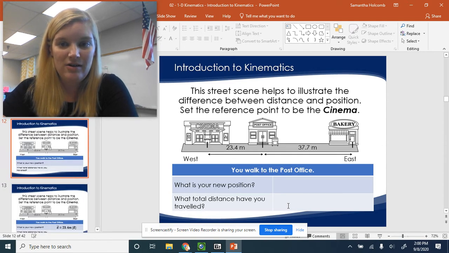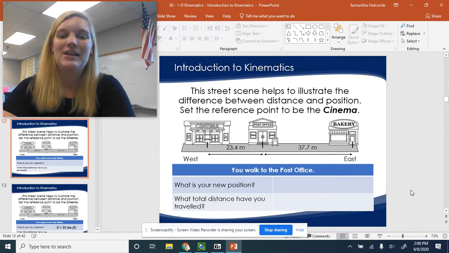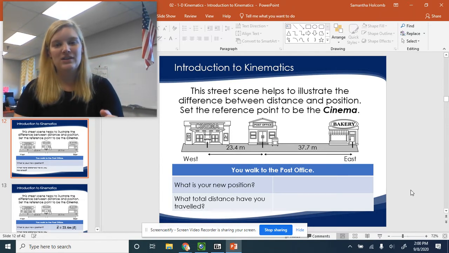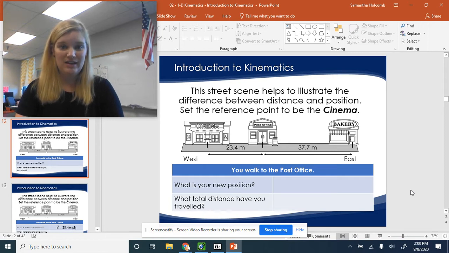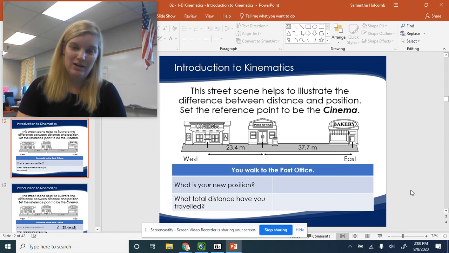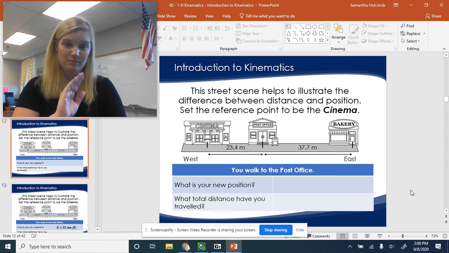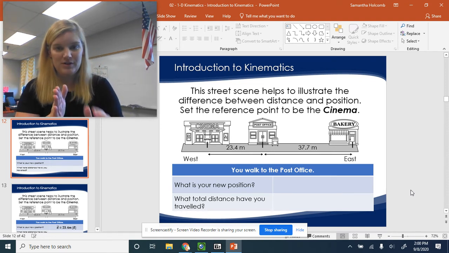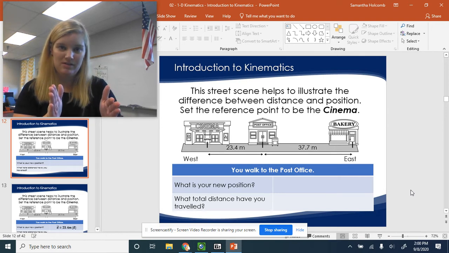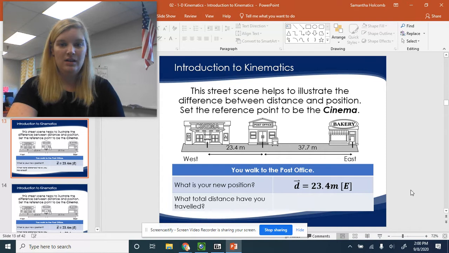So now we've walked out of the movie theater and gone 0. Now we are going to go write a sternly worded letter to the people who created Mulan and tell them our opinions. So we have to walk to the post office to mail it off. We've started at the movie theater, which is our reference point, and then we move over to the post office. So our new position is 23.4 meters east of our reference point.